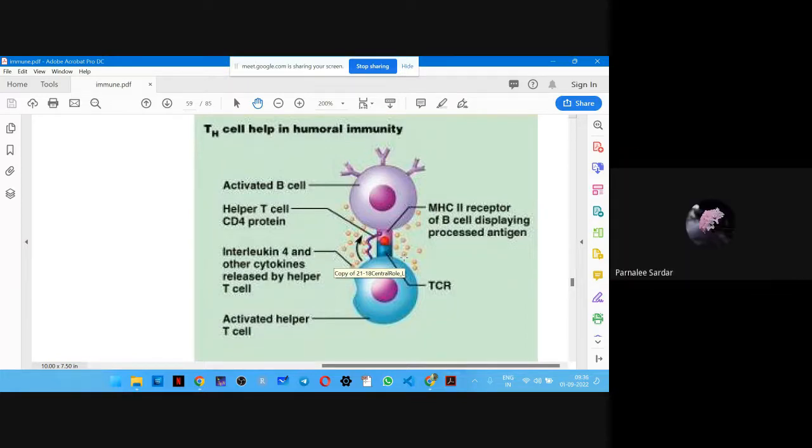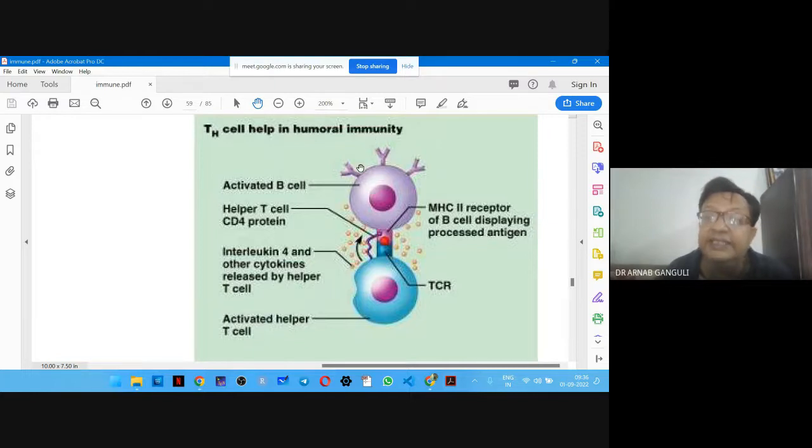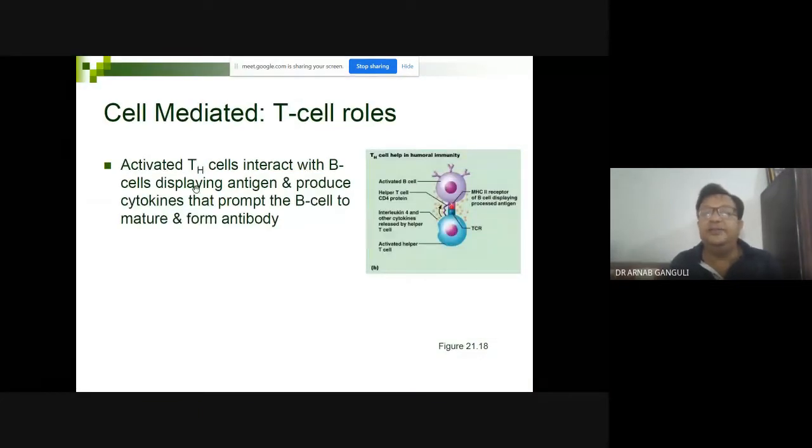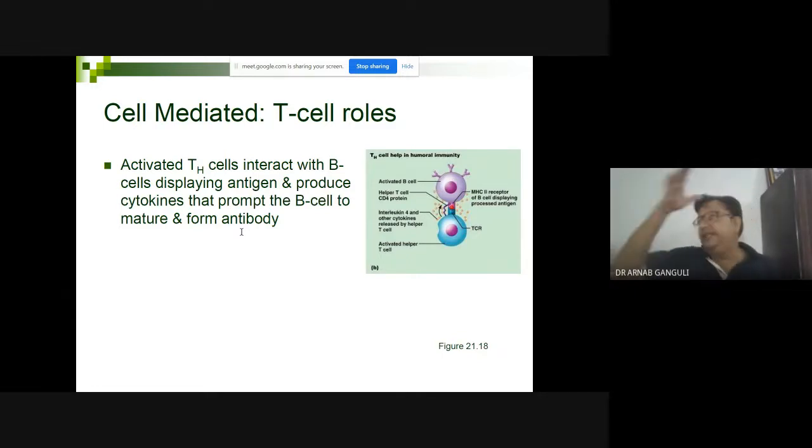And they will also express these antibodies on their surface. So this B cell also expresses antibodies. So activated TH cells interact with B cells displaying antigen and produce cytokines that prompt B cell to mature and form antibody. So this B cell matures, ripens. After ripening, what happens? They will start expressing more and more antibodies in the blood plasma.